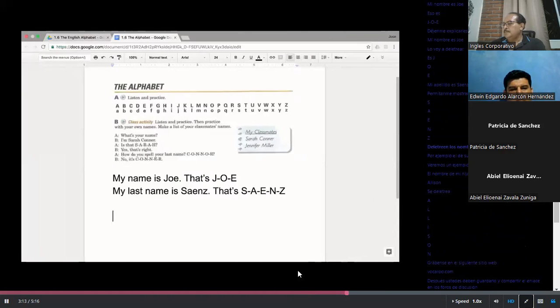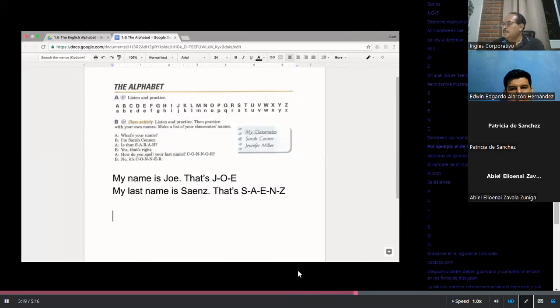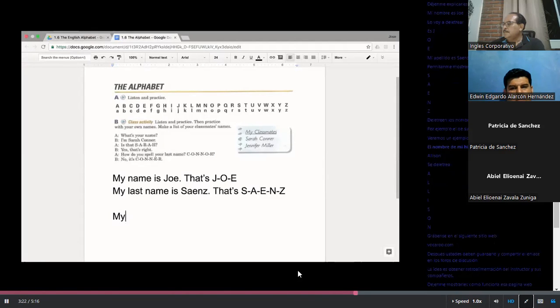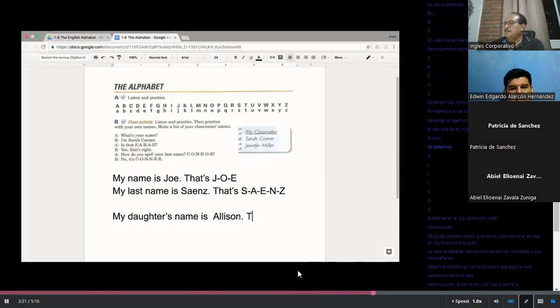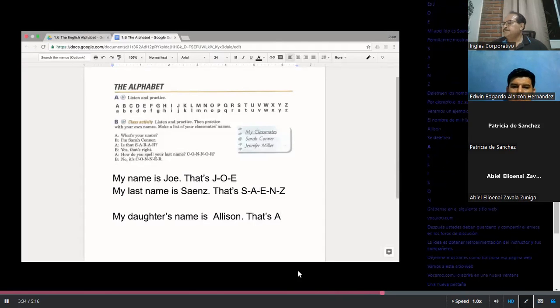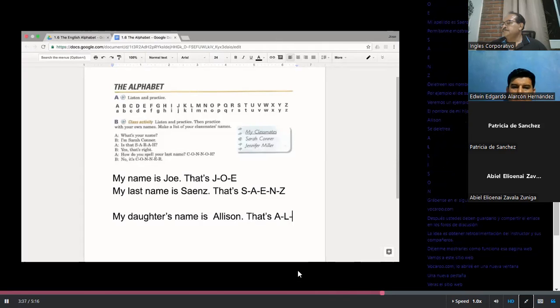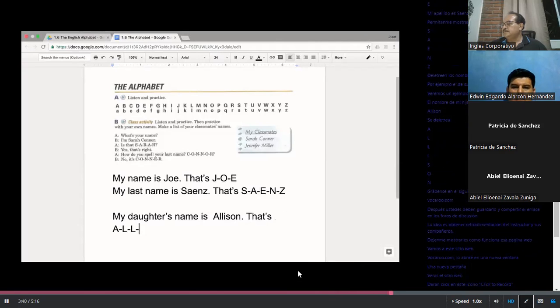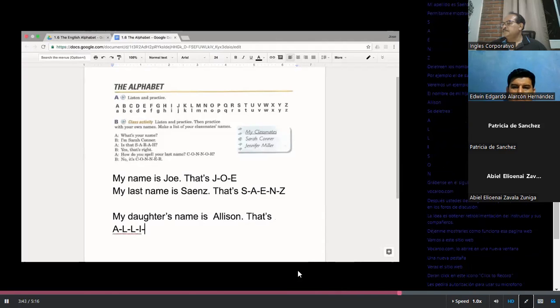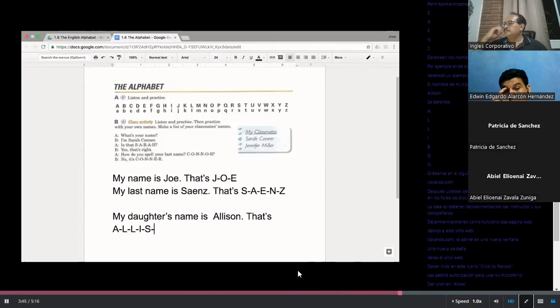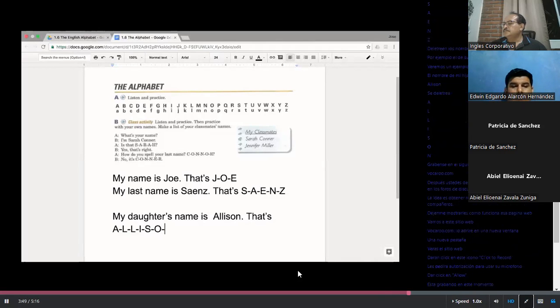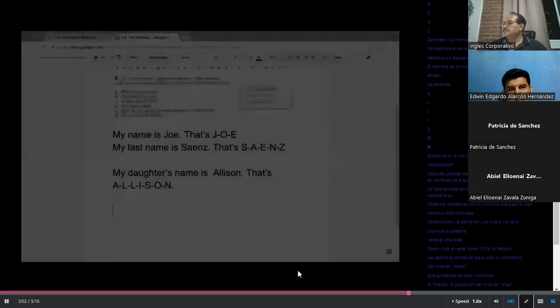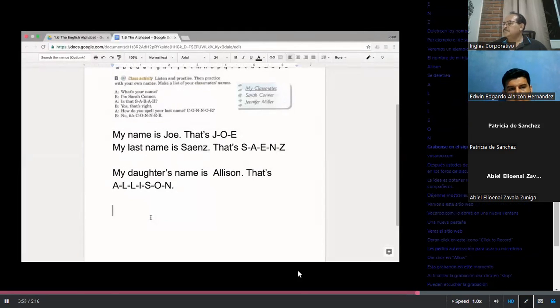Spell the names of at least 10 folks. For example, your children, wife, parents, etc. I'll give a quick example of that. My daughter's name is Allison. That's A, L, L, I, S, O, N.